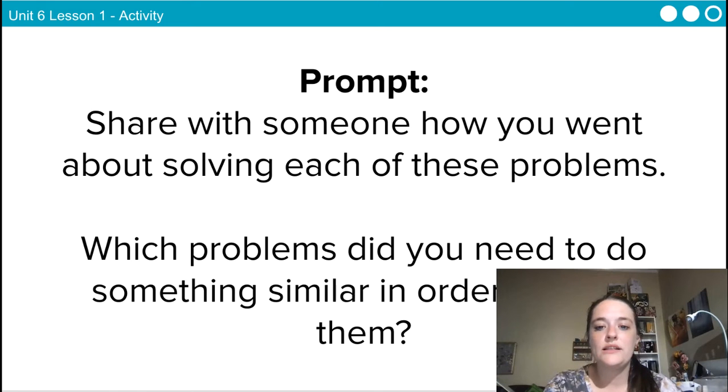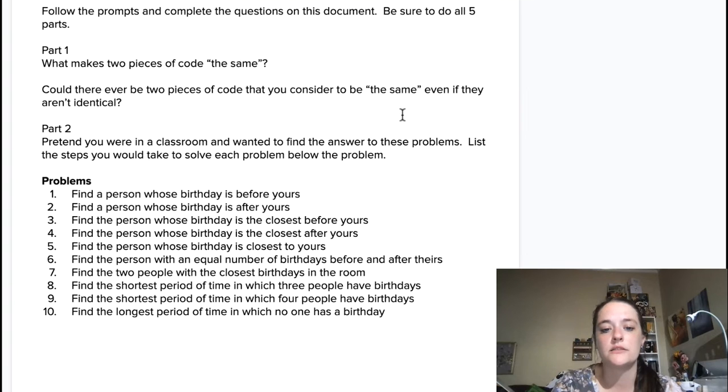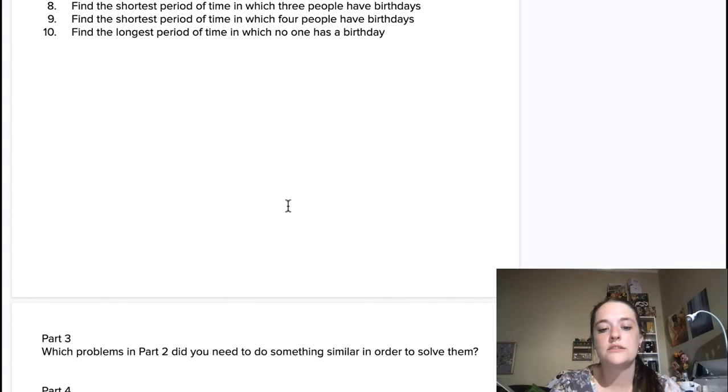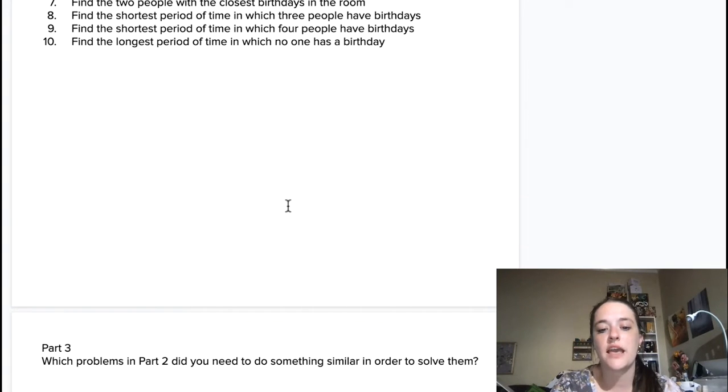Now, with someone, share how you went about solving each of these problems. Which problems did you need to do something similar in order to solve them? You don't have to share this with somebody, but think about it. You can add your response to your activity guide. It's part number 3.